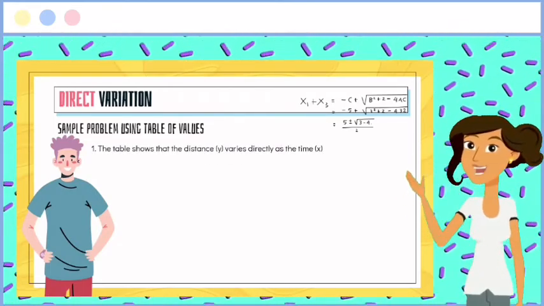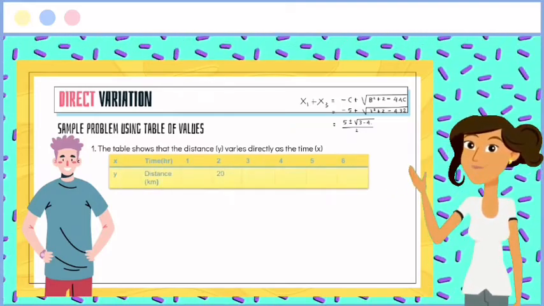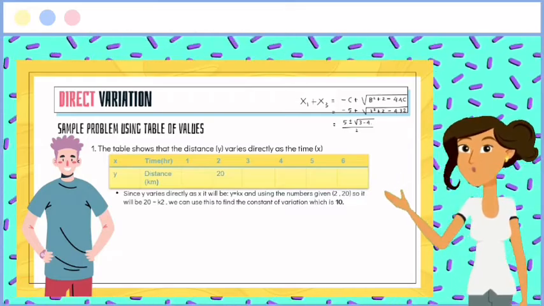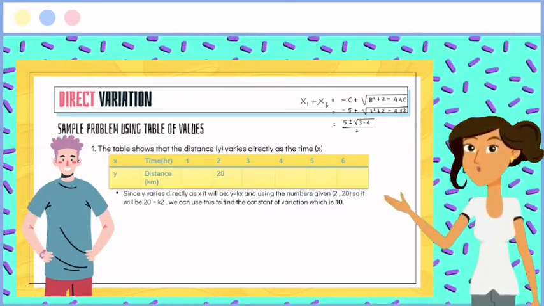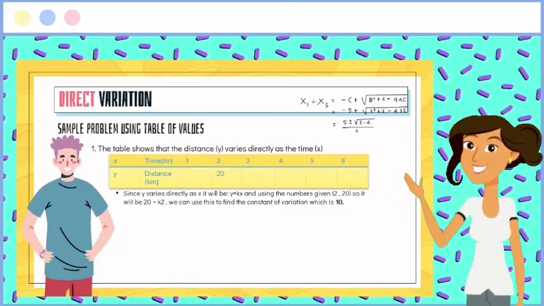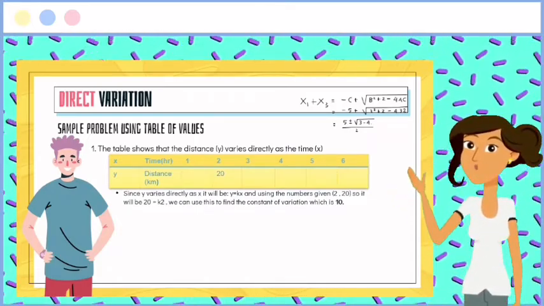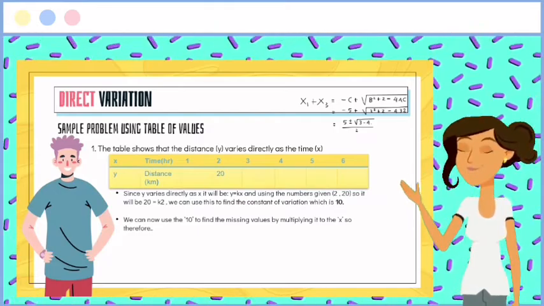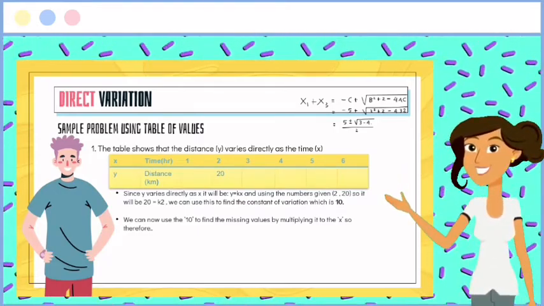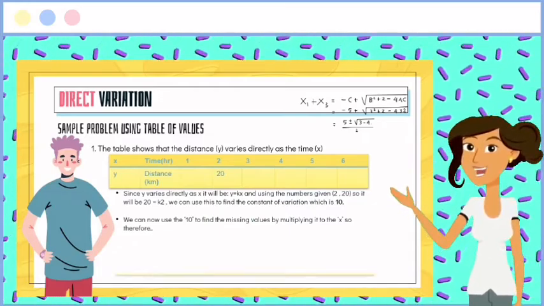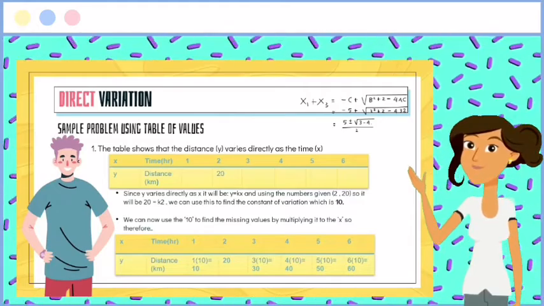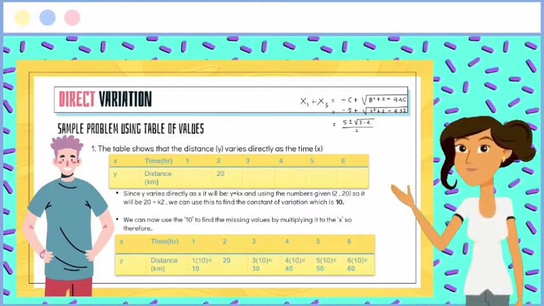So the next one is using the table of values to solve problems. In the first problem, it is stated that the table shows that the distance, which is y, varies directly as the time, which is x, and the table has two values, which is 2, which is the x, and 20, which is the y.